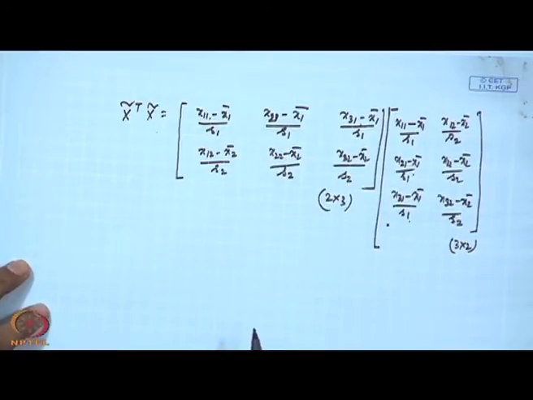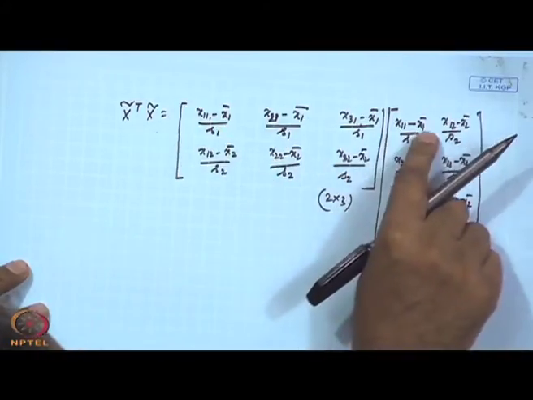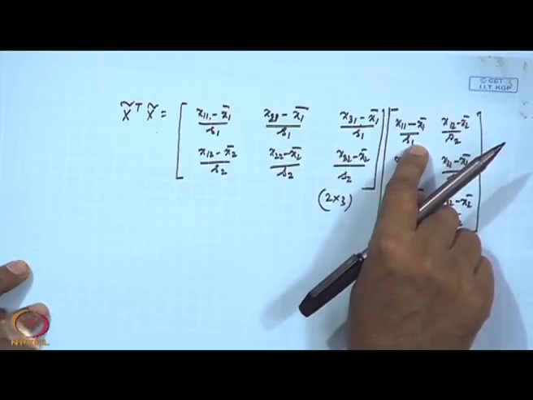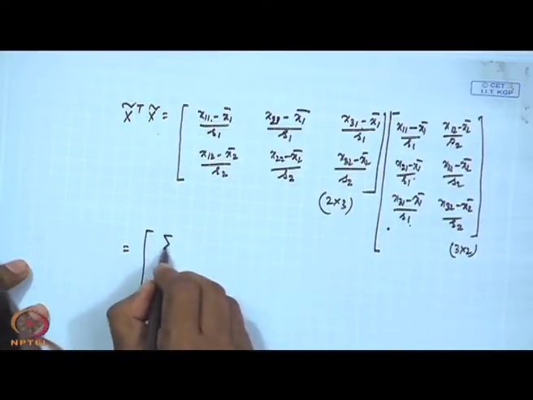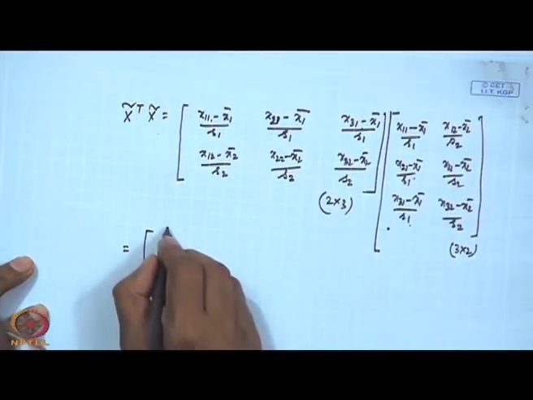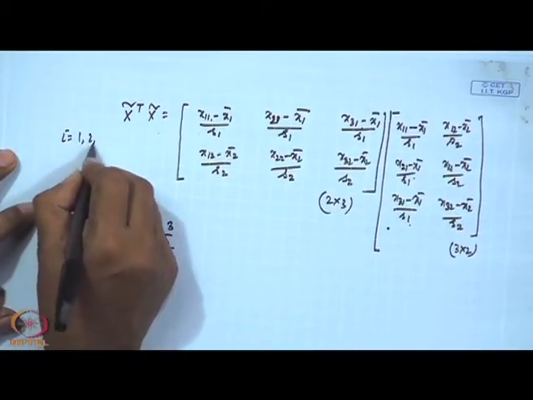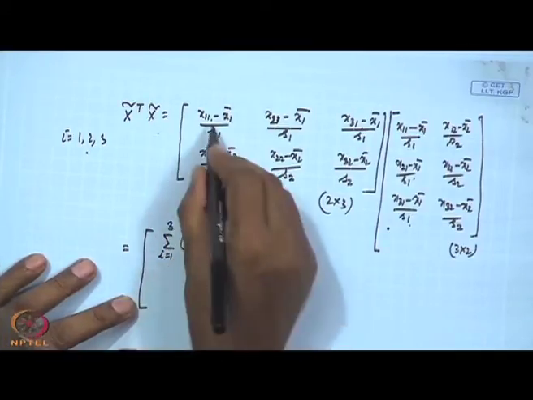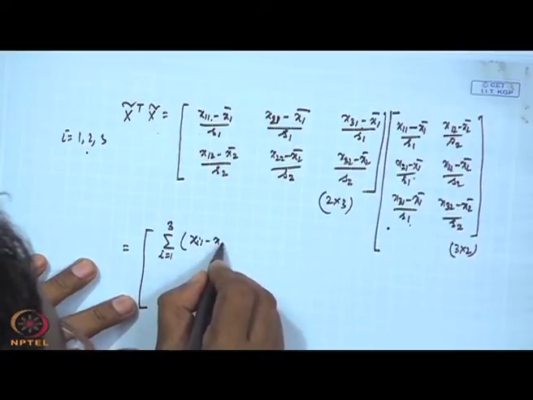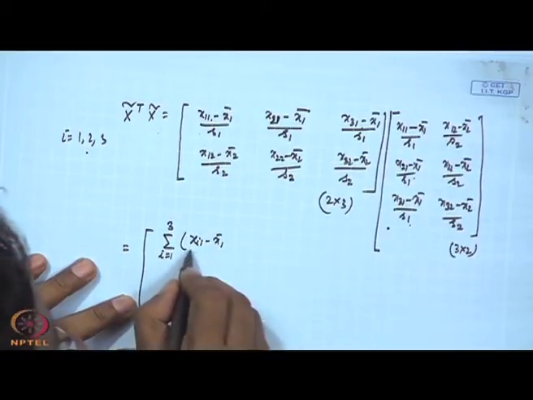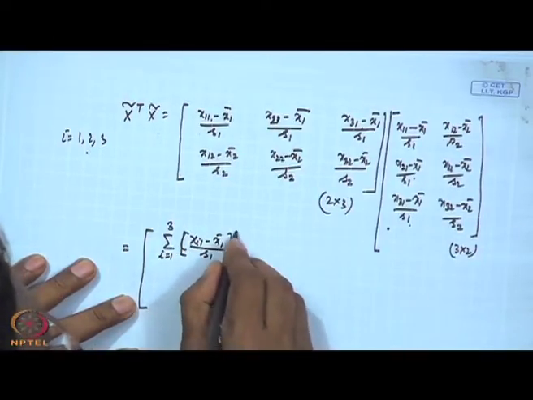What is happening here? (x11 minus x1 bar) by s1 times (x11 minus x1 bar) by s1, you are getting a square. So, you are basically getting a sum total, for i equal to 1, 2, 3, because our observations are 1, 2, 3. The second index stands for the variable. So (x i1 minus x1 bar) divided by s1, that squared, you are getting.